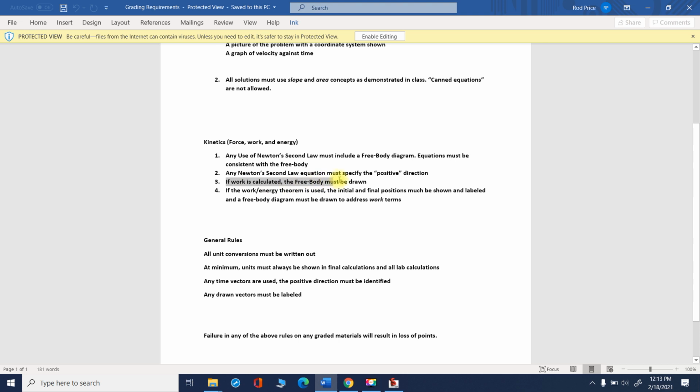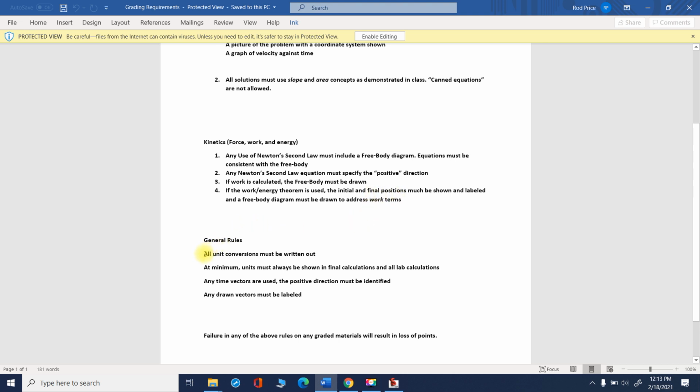Anytime work is calculated in a problem, there must be a free body drawn. Anytime you apply the theorem of work and energy, now we haven't talked about this as of now, the time I'm making this video, but we will shortly, and I'll make a point of this when we talk about work and energy, the initial and final positions of the system must be shown.